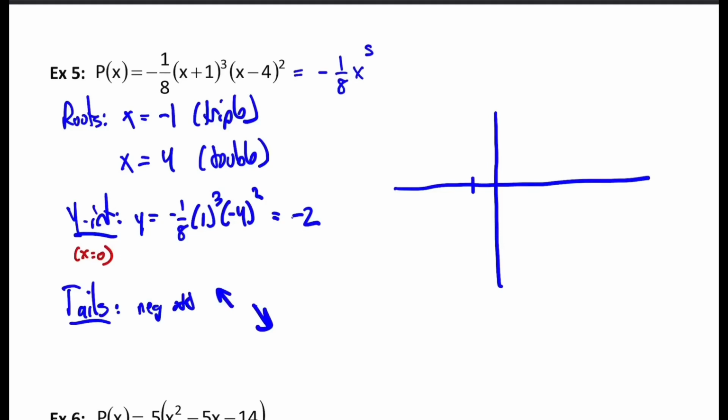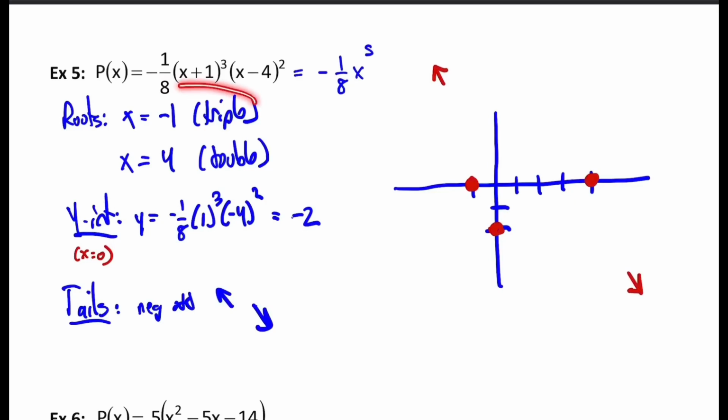I've got negative 1, and I've got 4. 1, 2, 3, 4. My y-intercept is negative 2. All right, so it's sort of this scale. It's going to go through these 3 points. And my tails, it'll look like this.